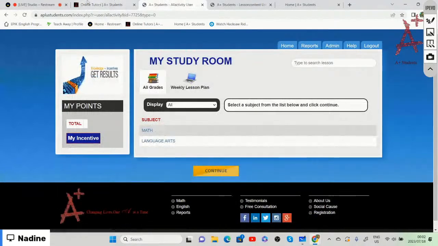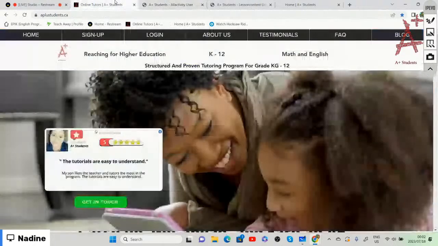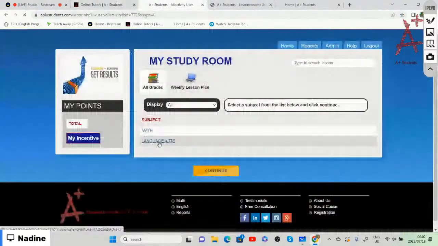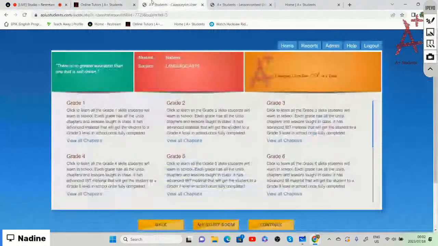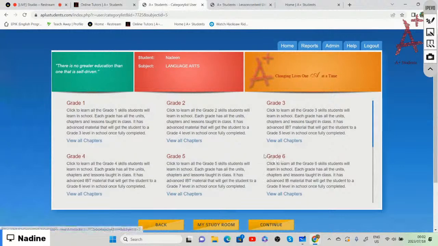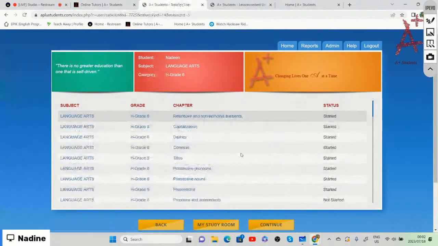Okay, so we've logged in with our username as well as our password. We chose the subject of language arts, and now we are clicking on grade 6. All right, so once we are within grade 6, we are going to scroll down until we get the chapter of prepositions.